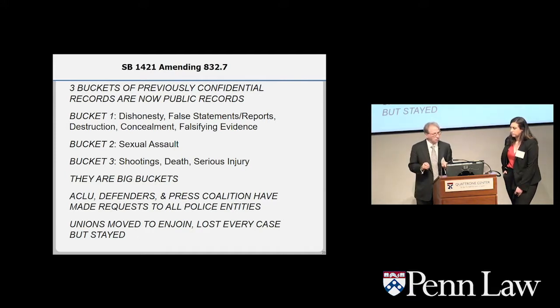And this bill amended the law, and it said, here are the following items which are now public record, right? California has a very robust Public Records Act request. Within 2 days, all this must be turned over. But they said there's 3 buckets of information that are now public record. Number 1 are any statement of dishonesty, false statements in a report, of destruction of evidence or concealment or falsifying evidence. Anything in that broad category where there's been a finding by a police entity against an officer, all of that must be disclosed, okay?